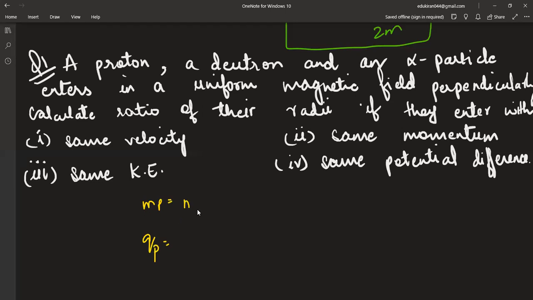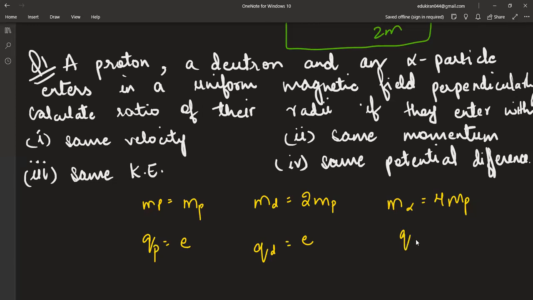Mass of proton is, let's say, mp. Charge is the electronic charge. Mass of deuteron is twice mp, and charge on deuteron is the electronic charge. Mass of alpha particle is 4 times mp. This you have to remember. This won't be given in the question.